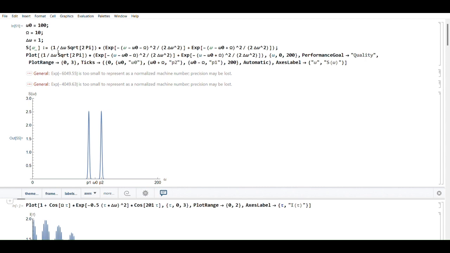The width of the peaks increases. So this is how omega and delta omega control the spacing and the width. So narrower the width, sharper will be the peak. So that is for this plot. Let us get back to the next question.